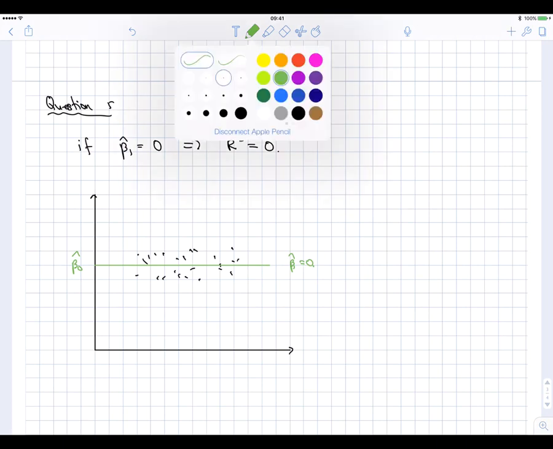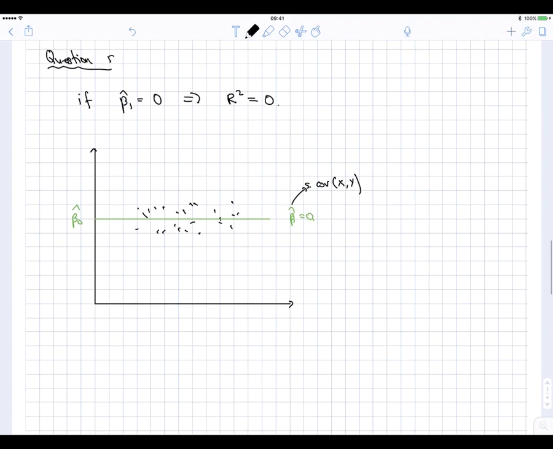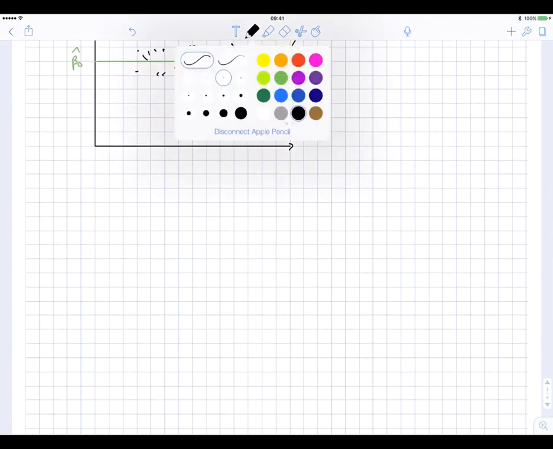You already should know from the formulas that beta 1 hat really captures the sample covariance between the x and the y. Okay, and you already know that R squared is related with the correlation of these two variables. So if that's 0, you'd expect that R squared to be equal to 0 as well. Okay, that's the sort of intuition. But let's try and do this formally.